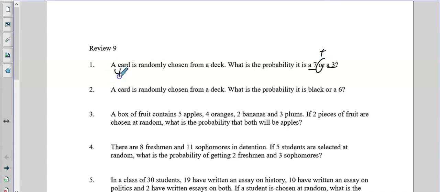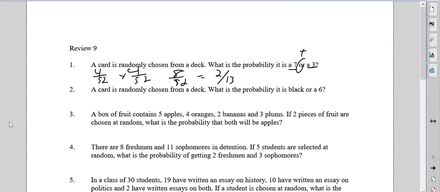So there are 4 7s out of 52, and there are 4 3s out of 52. So we're adding those together, and we're getting 8 out of 52, which reduces to 2 out of 13. That's the probability of getting either one of those out of the deck.